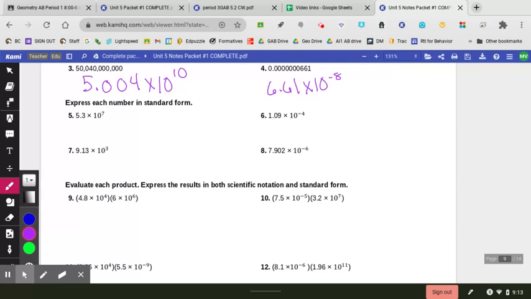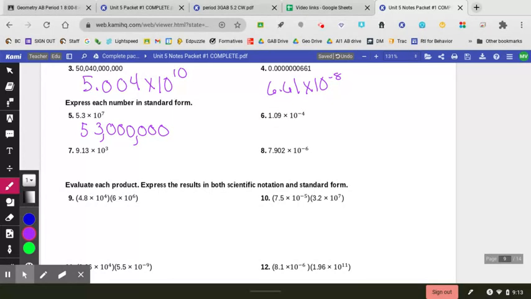So here I have 5.3, so I need to move the decimal 7 places to the right. There I moved it 1 place. So for the remaining places, I add zeros. And I know that means 6 zeros because I went 1 of the 7.